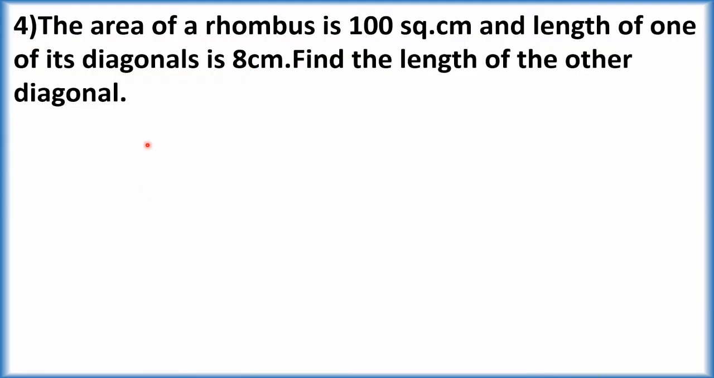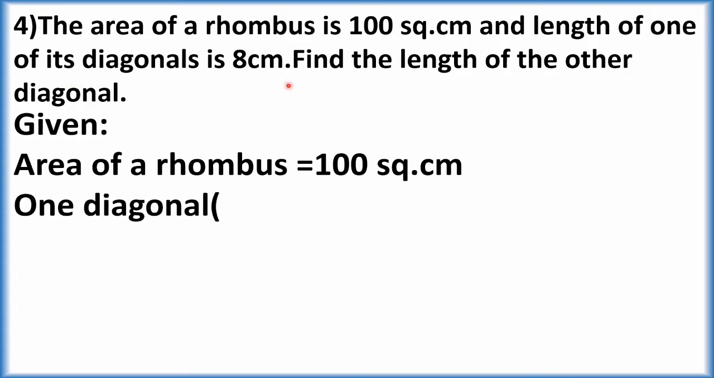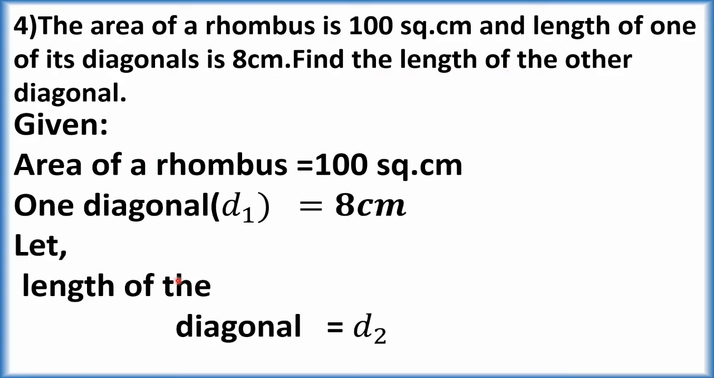Fourth sum. After reading the question, first we decide what is given. What is given here? Area of a rhombus equal to 100 square centimeter. Length of one diagonal is 8 centimeter. So we take D1 equal to 8 centimeter. We need to find the length of the other diagonal. Let us take the length of the other diagonal equal to D2.